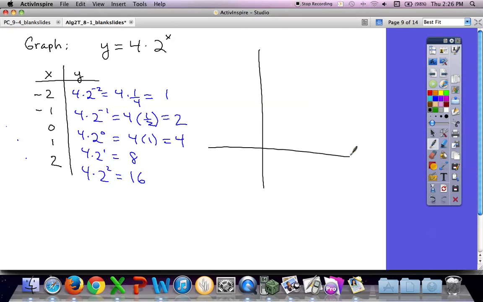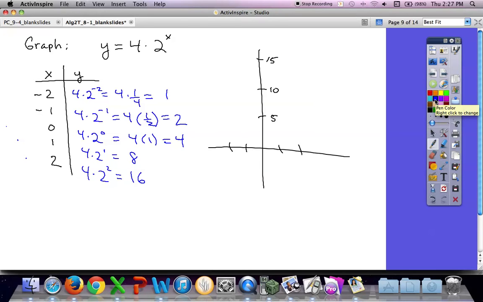Again, I chose the x values from -2 to 2. So on my graph, I'm just going to show -2 to 2. And my y values go from y equals 1 up to y equals 16. So I'm going to make this like 5, 10, and 15. And then I'll plot my points.